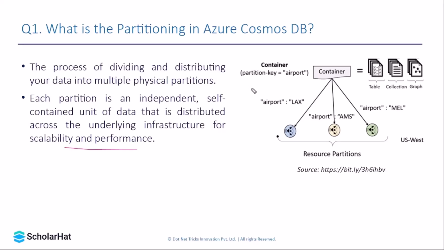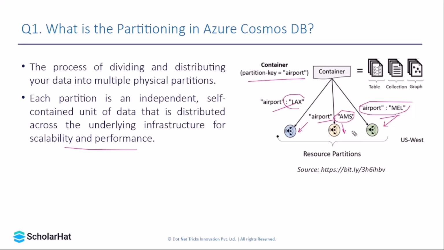As in this example, we have created a partition key as airport, and we can see that three different partitions are created depending upon the airport name. All the records that belong to airport LAX will go inside this partition. Similarly, all the records that belong to airport AMS will go to this partition, and all the records that belong to airport MEL go into this partition.